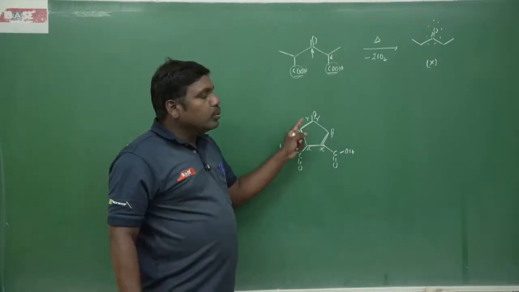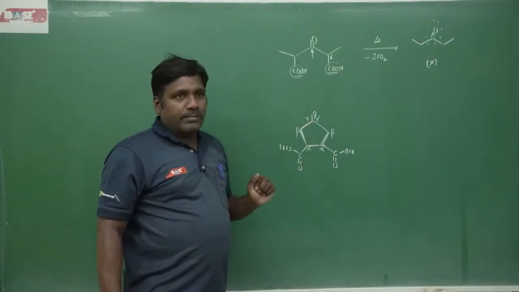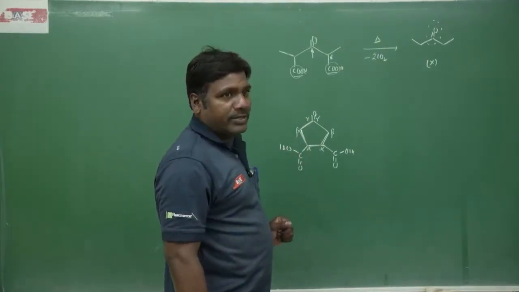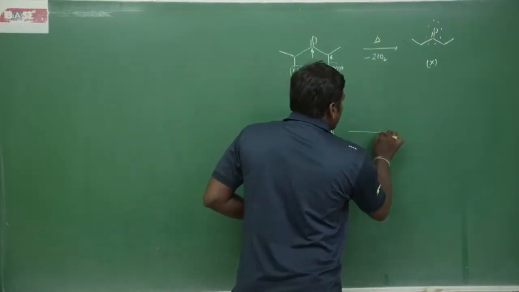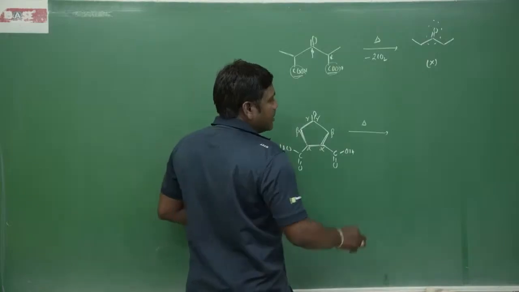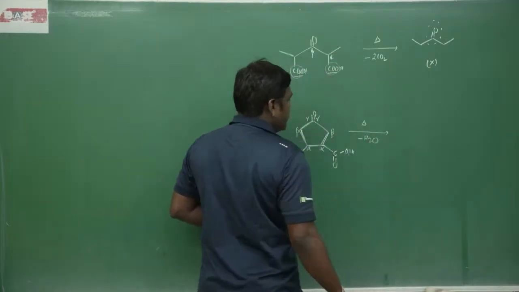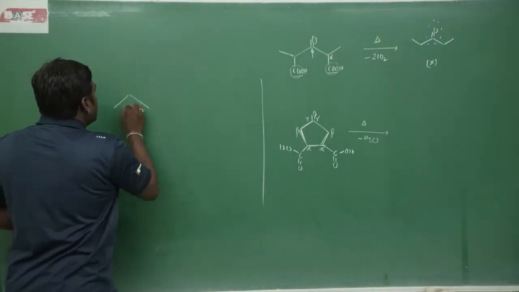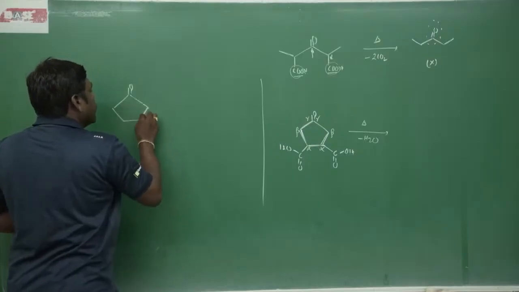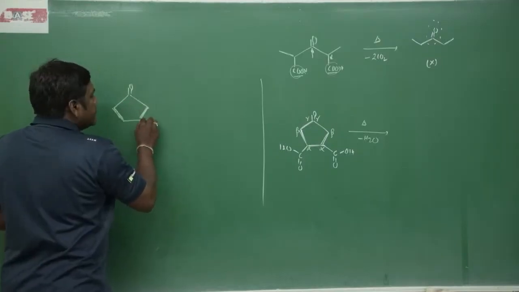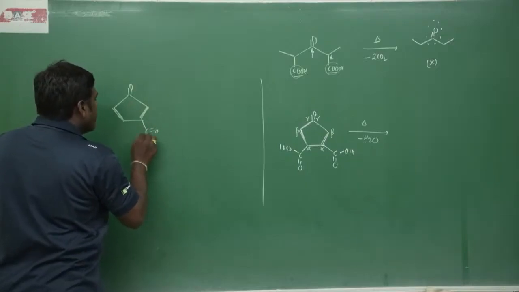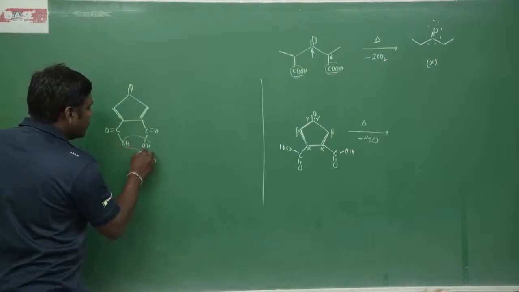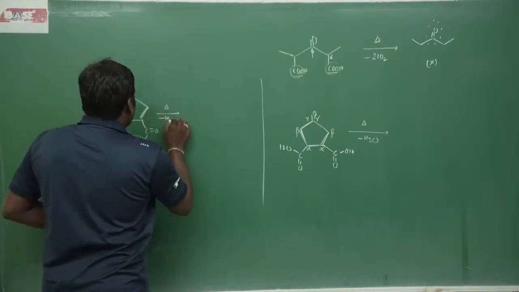Whenever the keto group is present at the gamma position, instead of undergoing decarboxylation, the compound undergoes dehydration. So on heating this compound, instead of decarboxylation, it undergoes dehydration, that means loss of a water molecule. How does the loss of the water molecule happen? Consider the cyclopentane ring with C double bond O, and the two C double bond O, OH groups. From these two OH groups, one water molecule is lost.